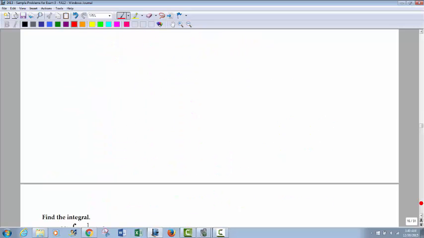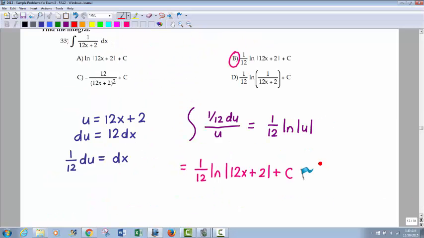All right, now I lost it. Let's see, where was I here? There we go. Okay, so then we have basically 1/12 natural log of absolute value of u. So then you replace u with 12x plus 2, and then plus c, of course.